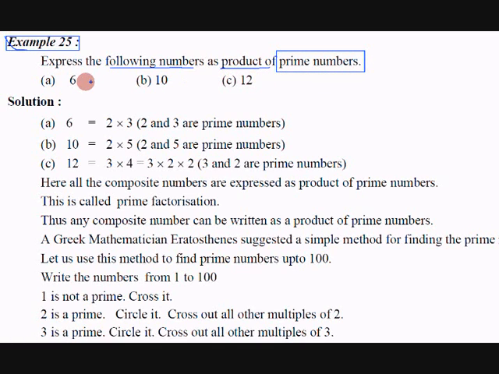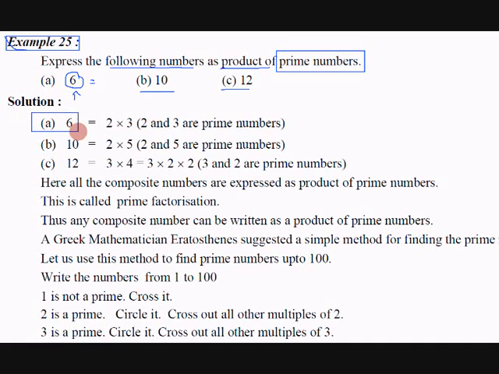What does product mean? The product is the result, the answer, right? This is going to be the answer. So we have to show this as the product of prime numbers. What are the prime numbers that make this the answer? Product means multiplication, the answer of a multiplication. These are the three problems.